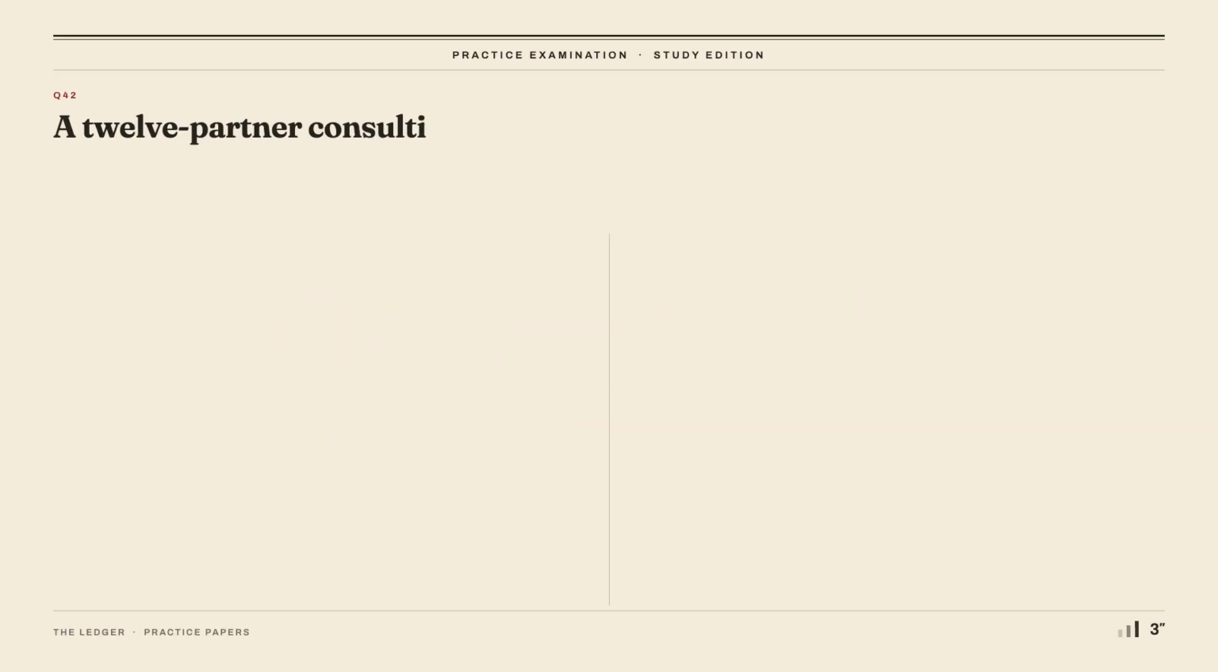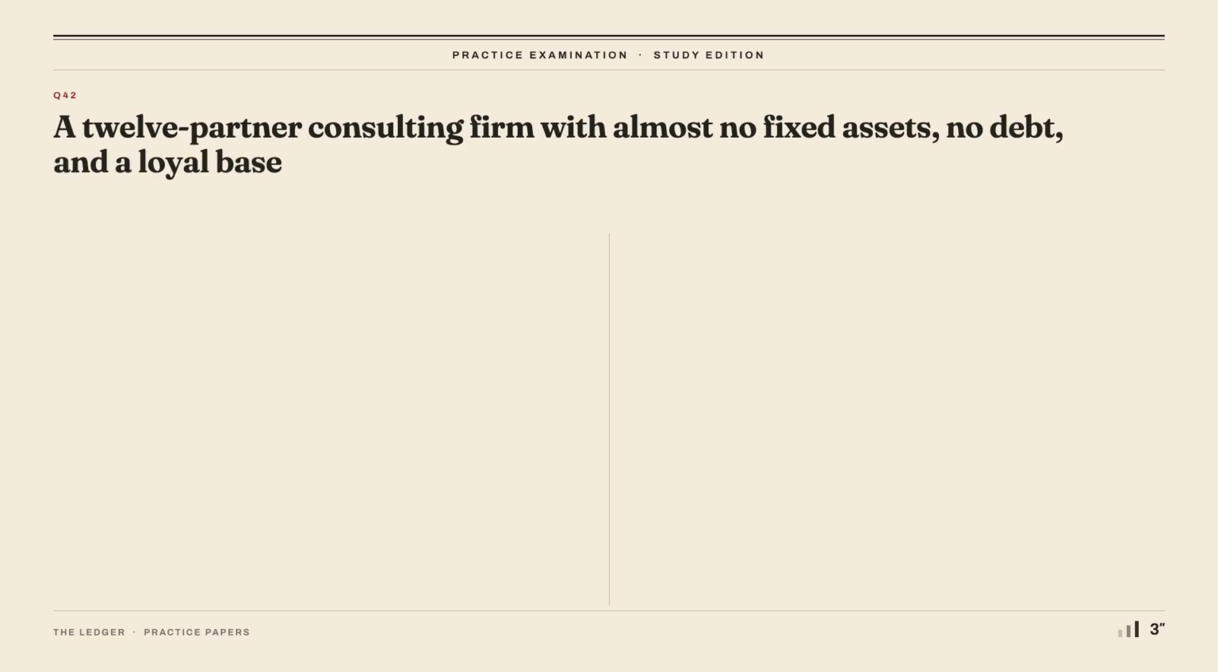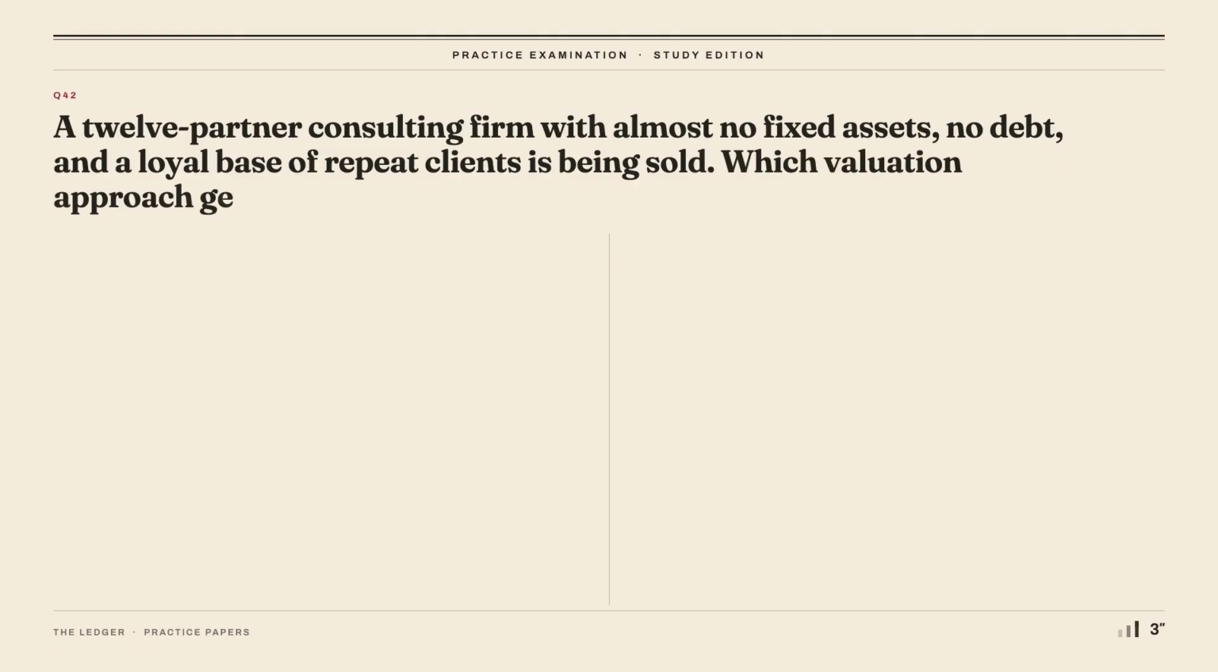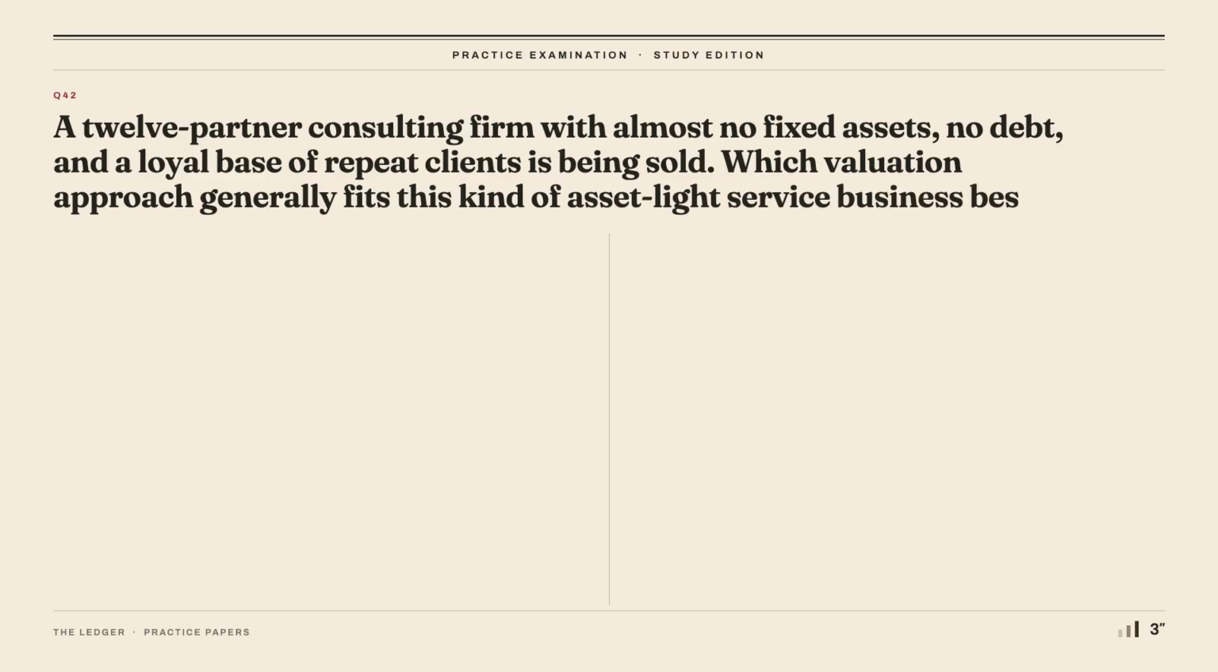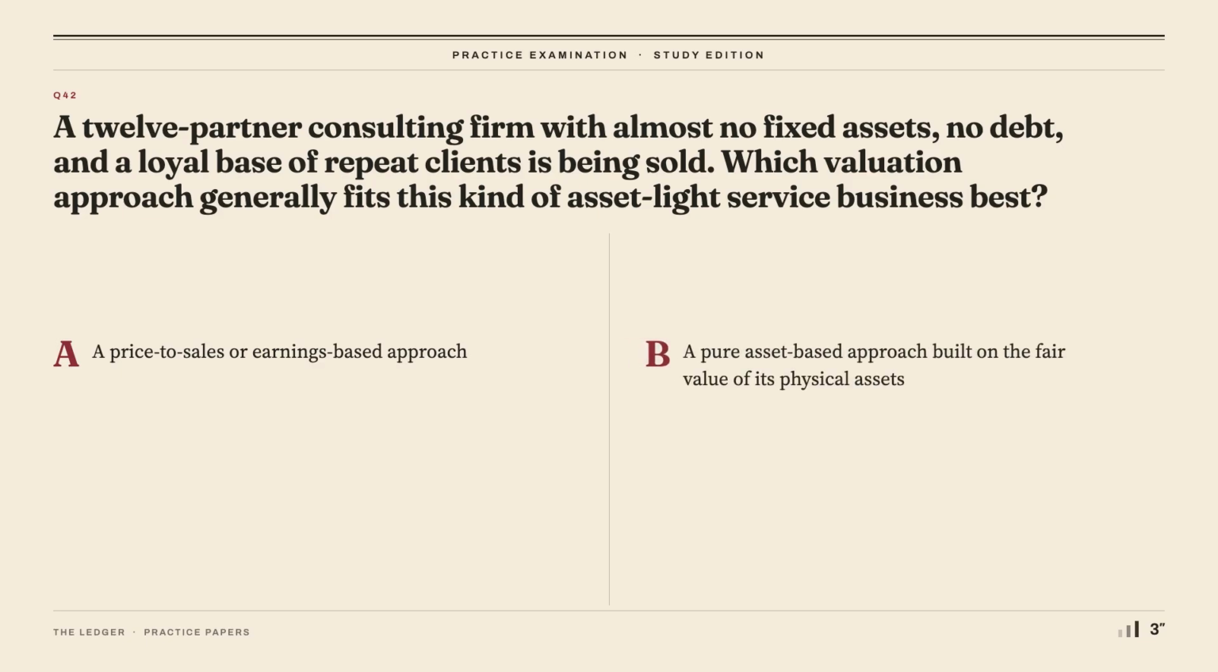Question 42. A 12-partner consulting firm with almost no fixed assets, no debt, and a loyal base of repeat clients is being sold. Which valuation approach generally fits this kind of asset-light service business best? Your options are A. A price-to-sales or earnings-based approach. B. A pure asset-based approach built on the fair value of its physical assets.